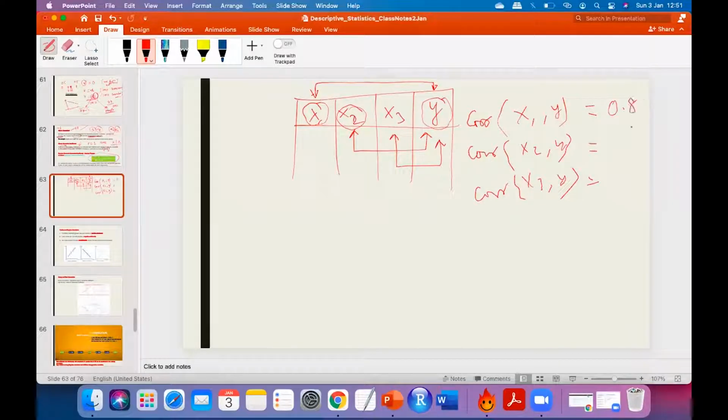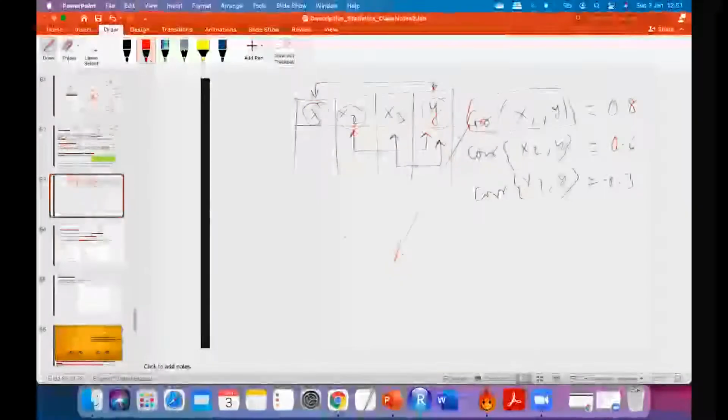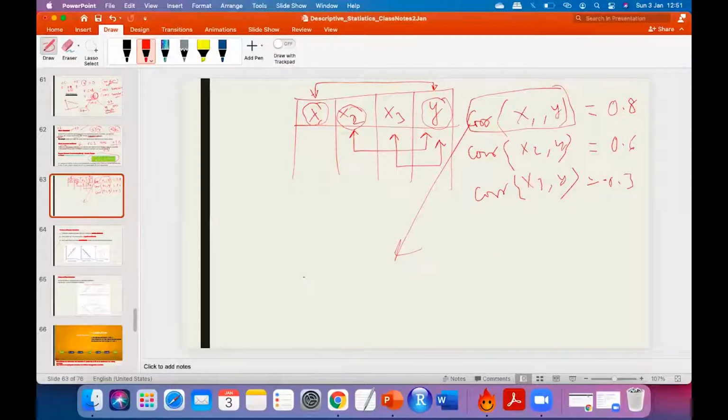This came out to be 0.8, this came out to be 0.6, this came 0.3 or minus 0.3, let's say. Okay, what would you get from this information? First of all, on the left hand side, what will you get from this information? This tells that we are trying to find out the correlation between what? X1 and Y. That means this is one variable, this is another variable.